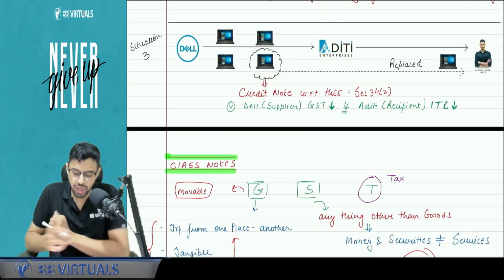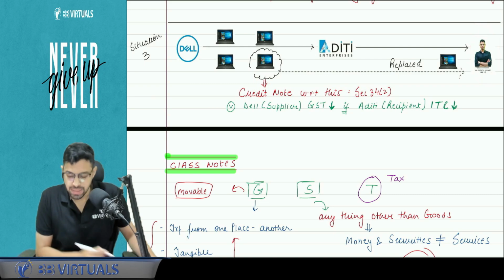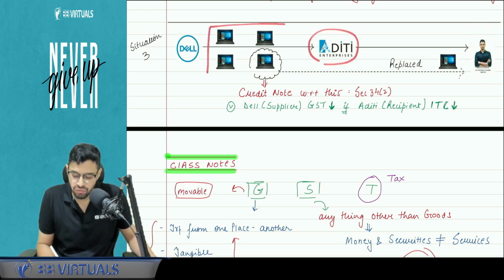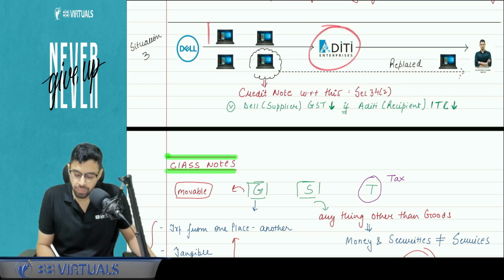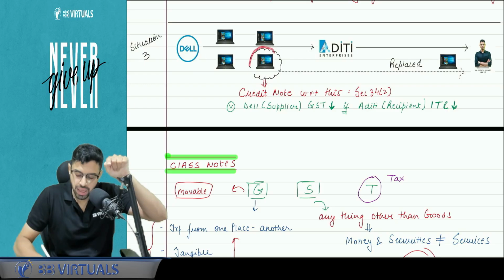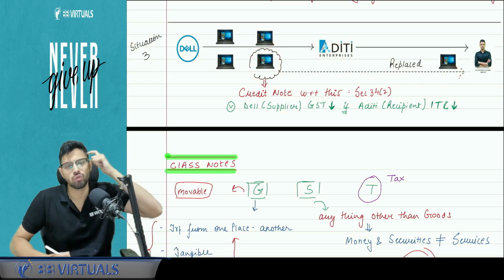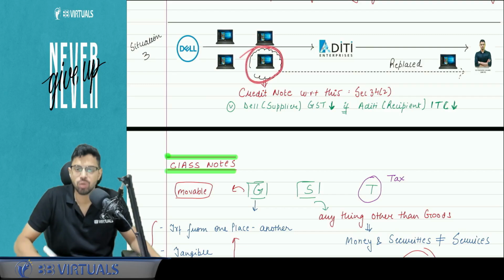Situation number 3, very, very important. What happened? I wanted certain replacement services. Aditi had bought, let's say, 4 laptops from Dell. Pay attention. Aditi had bought 4 laptops from Dell. Out of that stock only, Aditi gave 1 laptop and replaced it for me free of cost. So this is not use of own stock. This is use of the stock from the manufacturer.